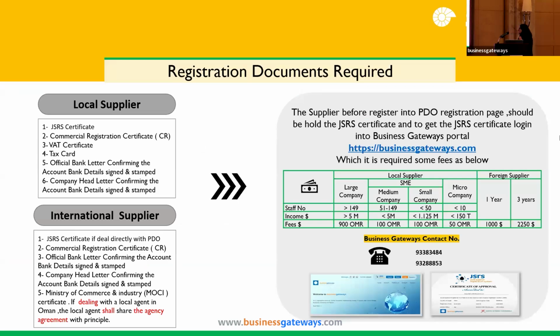Different requirements. As you can see, we have local suppliers and international suppliers, and the requirements are somewhat similar. You can see that the JSRS certificate is one of the mandatory documents that should be valid for either local or international suppliers. There is also the CR, commercial registration, bank details, VAT, tax, and so on.